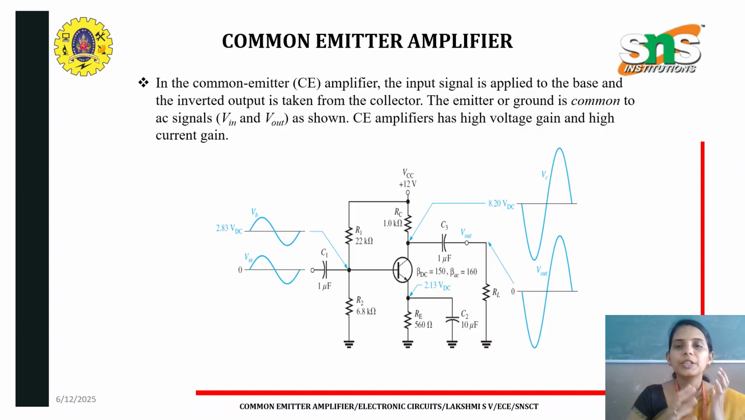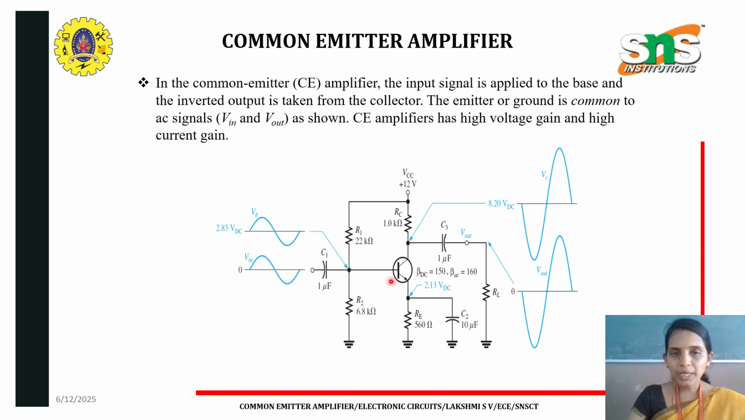Now coming to our topic, that is the common emitter amplifier. This is the BJT common emitter amplifier. Here we can see that the input is applied to the base. This is our input signal, applied through the base. And we could see that the output is taken from the collector. The emitter here is common to input and output. Hence, this is the common emitter configuration circuit.